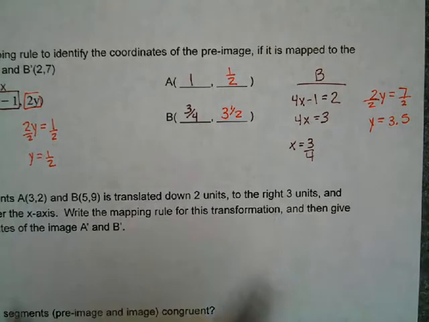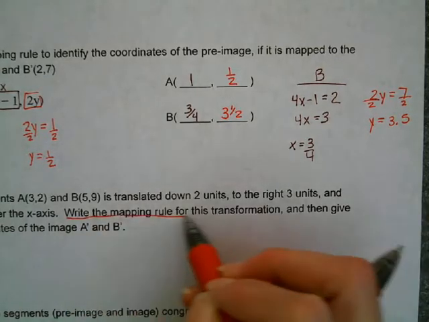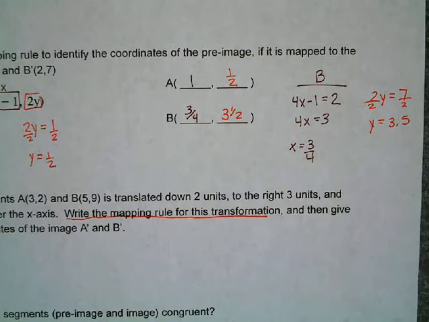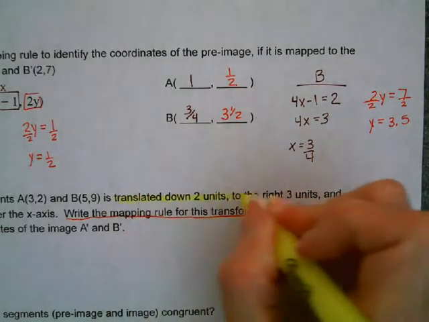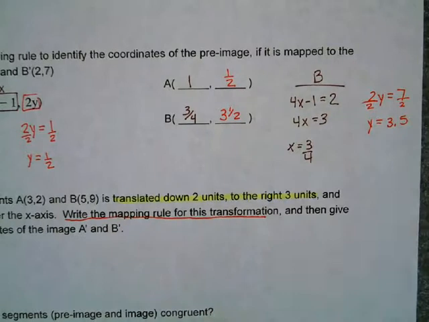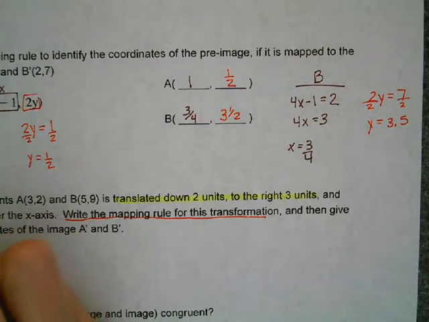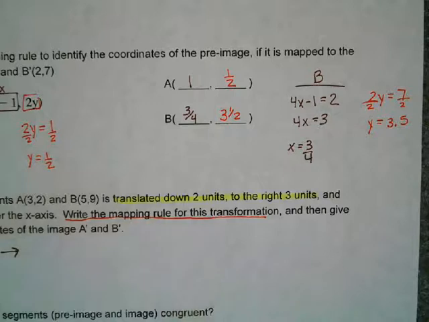Alright, on example 4, you're given two ordered pairs and a description. It wants you to write the mapping rule for this one. So using what information they give us, we are going to try and write a mapping rule. So I'm going to highlight, it says translate right 3 and down 2. So let's just do that part first.